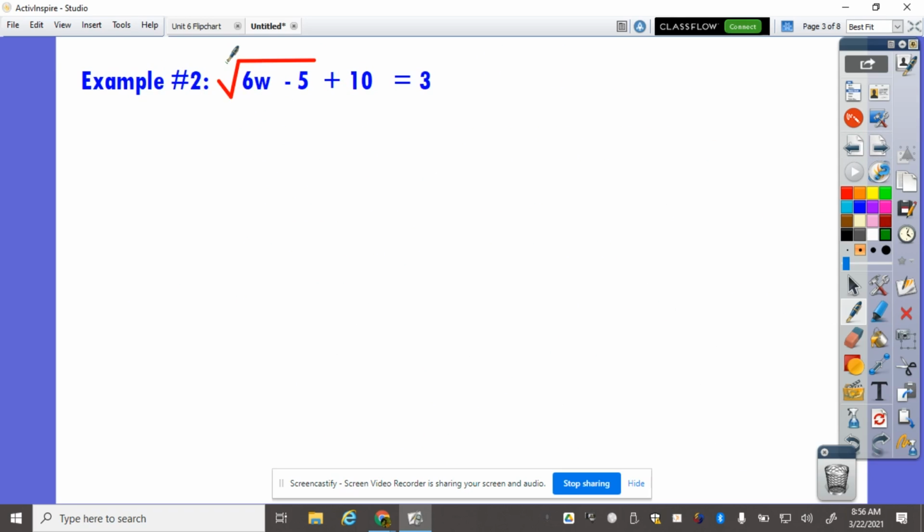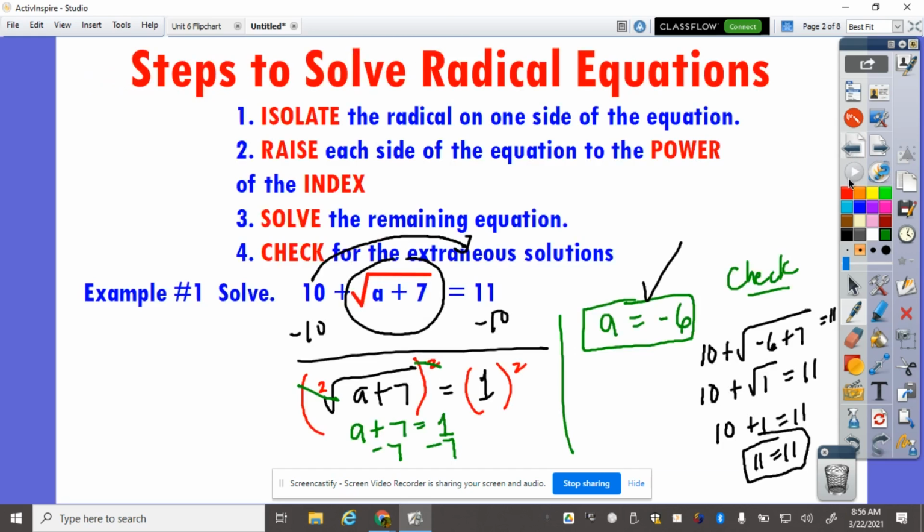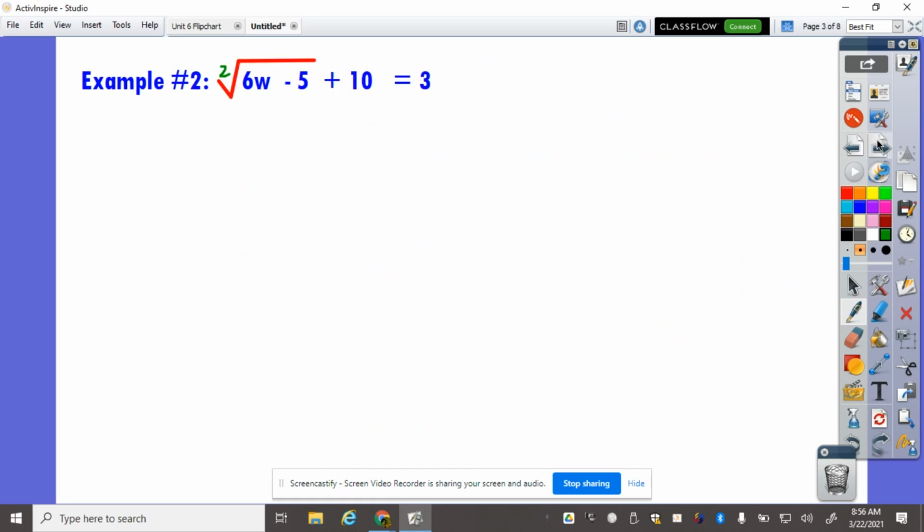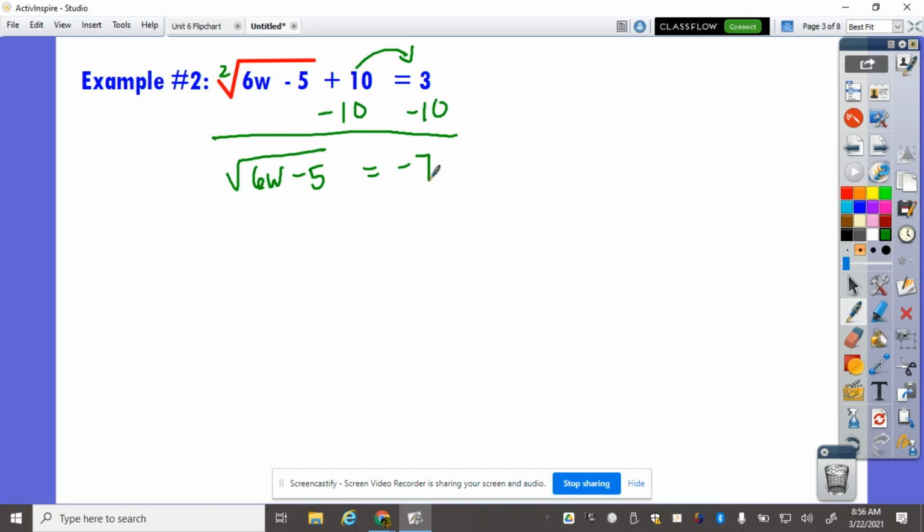So the square root, again there's an invisible 2 there, of 6w minus 5, plus 10 equals 3. Again, the first step is to isolate. So for me to isolate, I need to move the 10 to the other side. Minus 10 here, minus 10 there. That will give us the square root of 6w minus 5 equals negative 7.